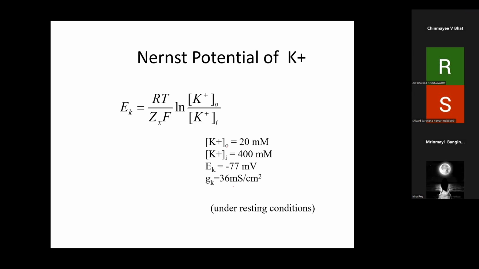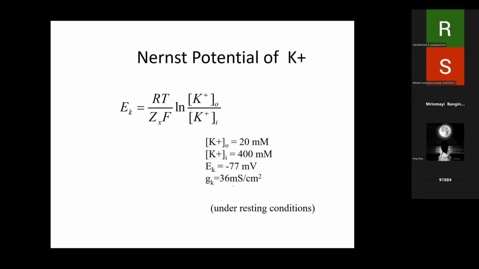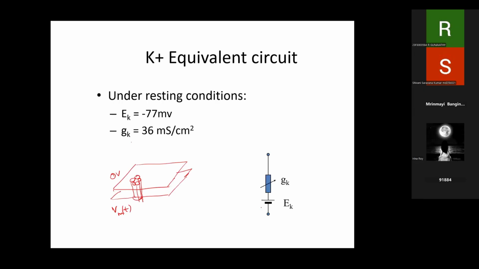So a typical conductance value for potassium is GK equal to 36 millisiemens per centimeter square. Therefore, you can think of a given potassium channel as an equivalent circuit. You can think of it as a series between a certain conductance value and a battery. The battery corresponds to the Nernst potential, EK.